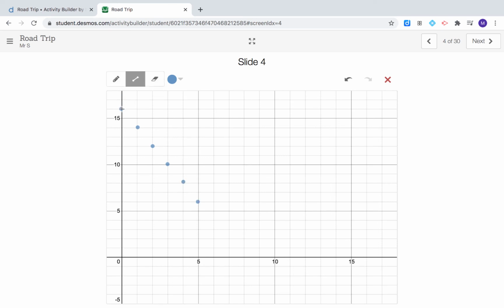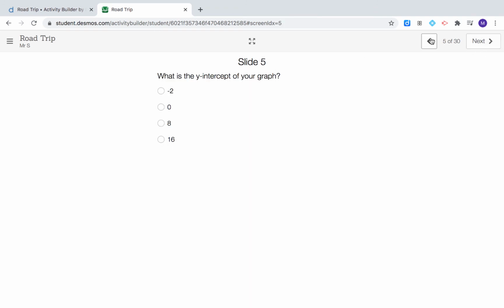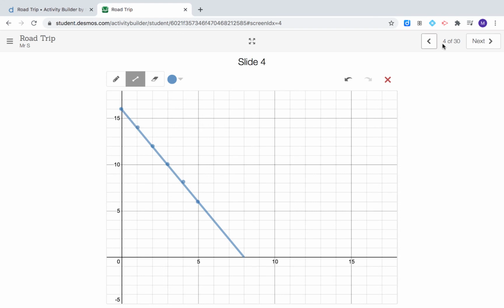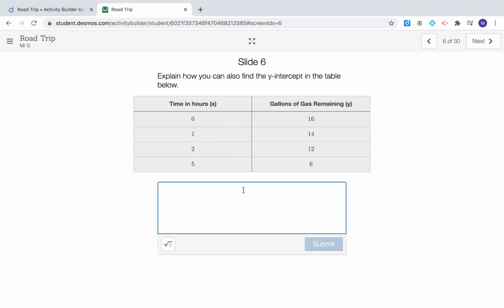And what you'll see, if we connect these dots here and I continue my line all the way straight down, we get to a point where it says 8 hours and 0 gallons, meaning that if you keep burning 2 gallons per hour, after 8 hours, you're not going to have any gas left in the tank. You're going to need to stop for gas. So the y-intercept of the graph is 16. The y-intercept in the table is 16. It is where x equals 0, so it is 16.